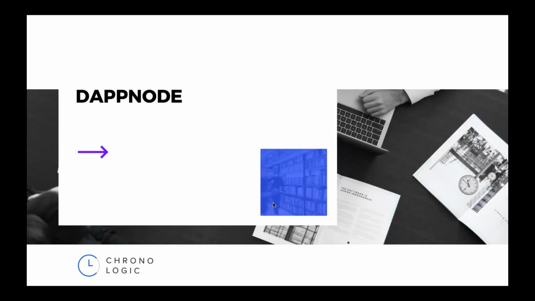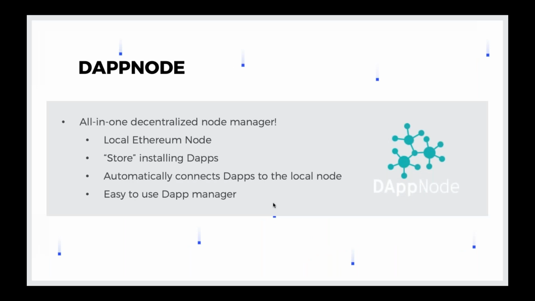So basically, what is DAppNode? DAppNode is a product run by a bunch of cool guys, and what they have built is an all-in-one decentralized node manager. The idea is to have a simple manager for running an Ethereum node and running decentralized applications on this Ethereum node. What they have integrated within this ecosystem is a local Ethereum node, which automatically updates to the latest version. And they've also added a nice user interface, kind of like a store, for installing decentralized applications.